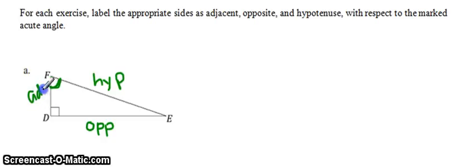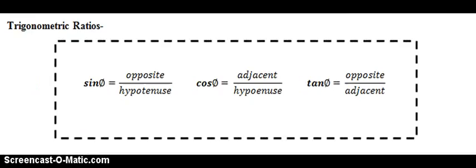Now that we know how to label adjacent, hypotenuse, and opposite, we could get into setting up a trig ratio. The following three right here are our three trig ratios. We have sine of a certain angle is equal to the opposite side over hypotenuse. The cosine of a certain angle is equal to adjacent side over the hypotenuse. And the tan of a certain angle is equal to the opposite over the adjacent sides.